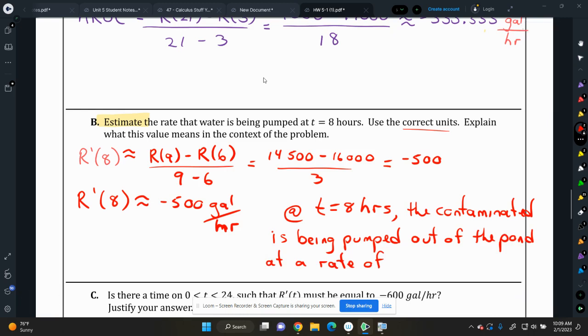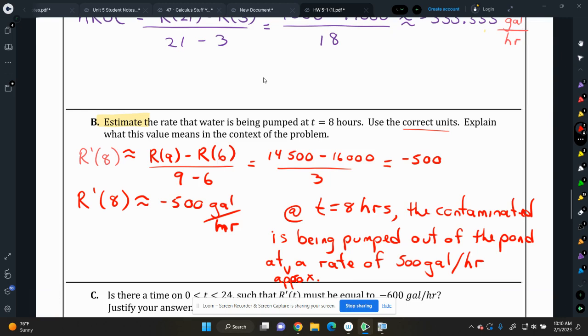Approximately 500. Right. At a rate of 500 gallons per hour, right? Don't put negative 500 there. The fact that it's being pumped out of the pond, that's the negative part because it's decreasing the amount of water in the pond, contaminated water in the pond. But let's say pumped out of the pond at approximately. Approximately. Pretend there's an R there.